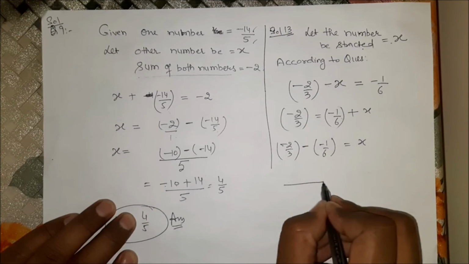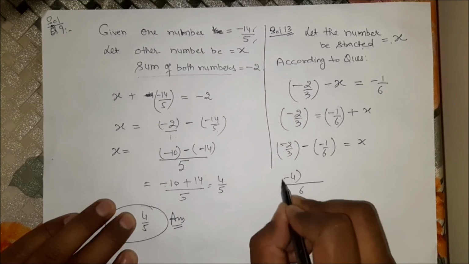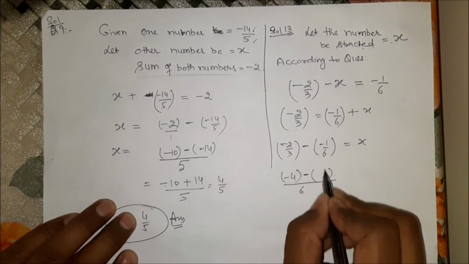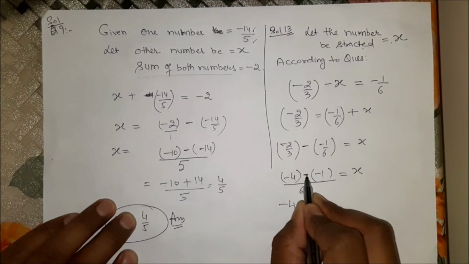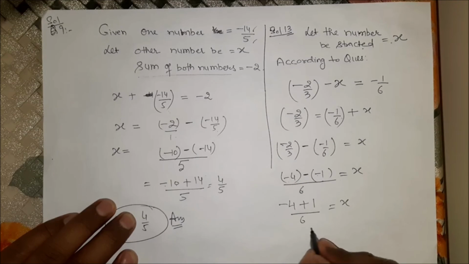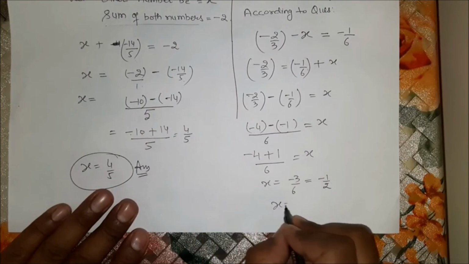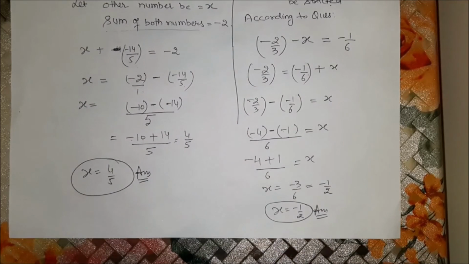Now what you will do? You will take the LCM. 6, 3 2s are 6, 2 2s are minus 4. Minus sign will remain same. 6 is 6, 1 into minus 1, minus 1. Negative 4, negative negative, positive. And what you will get? You will get x is equal to minus 3 by 6. In the lowest form, it can be written as 1 by 2. So your answer is x is equal to minus 1 by 2. That's your answer. Okay.